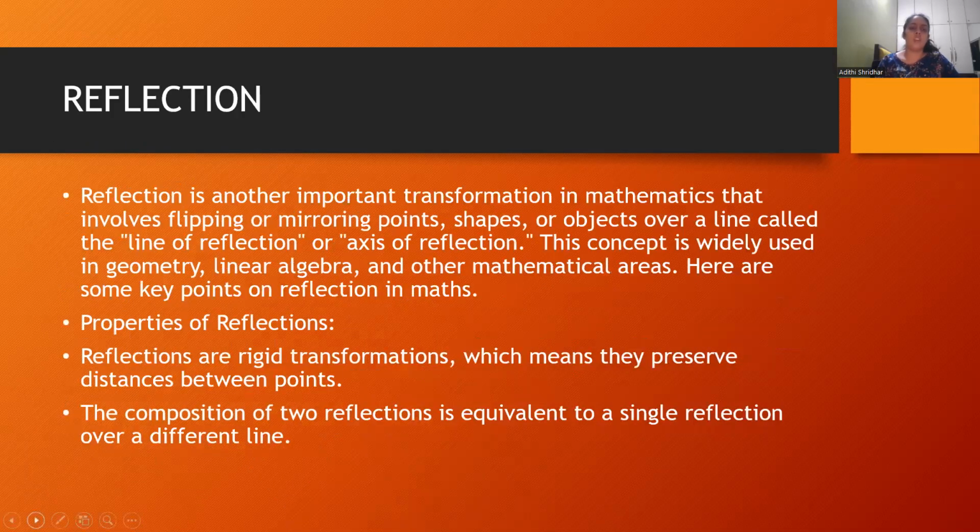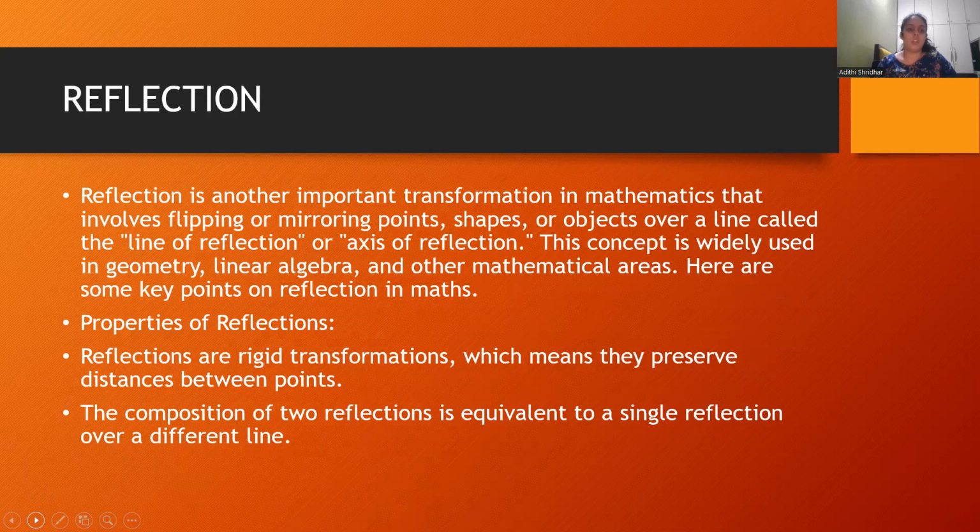Reflection. Reflection is another important transformation in mathematics that involves flipping or mirroring points, shapes, or objects over a line called the line of reflection or axis of reflection. This concept is widely used in geometry, linear algebra, and other mathematical areas. Here are some key points on reflection in maths.